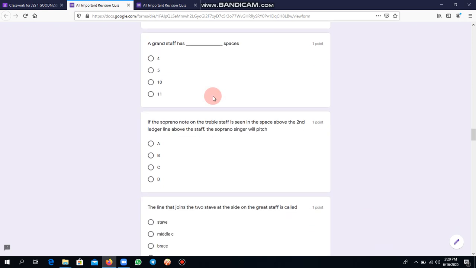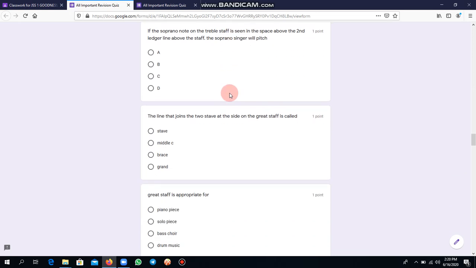Let's keep going. Now, if there's anything you don't understand from the lines and spaces, please get the book, Casey Clef Music, that is Music Exemplified, and then you will be able to go through the topics and have a better understanding of what we're talking about. A grand staff has how many spaces? It has 10 spaces.